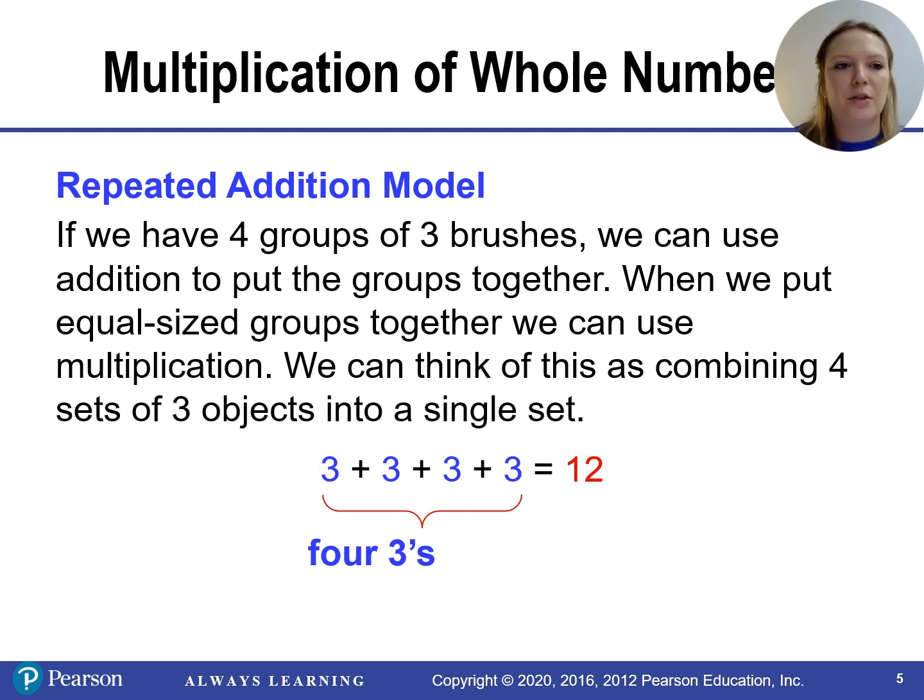Like I mentioned, the repeated addition model can help us see multiplication as just adding the same number to itself a certain number of times. If we have 4 groups of 3 brushes, we can use addition to put the groups together. When we put equal sized groups together, we can think about it as multiplication. This is combining 4 sets of 3 objects into a single set. So 4 groups of 3 is equal to 3 plus 3 plus 3 plus 3, and 4 times 3 gives us 12.